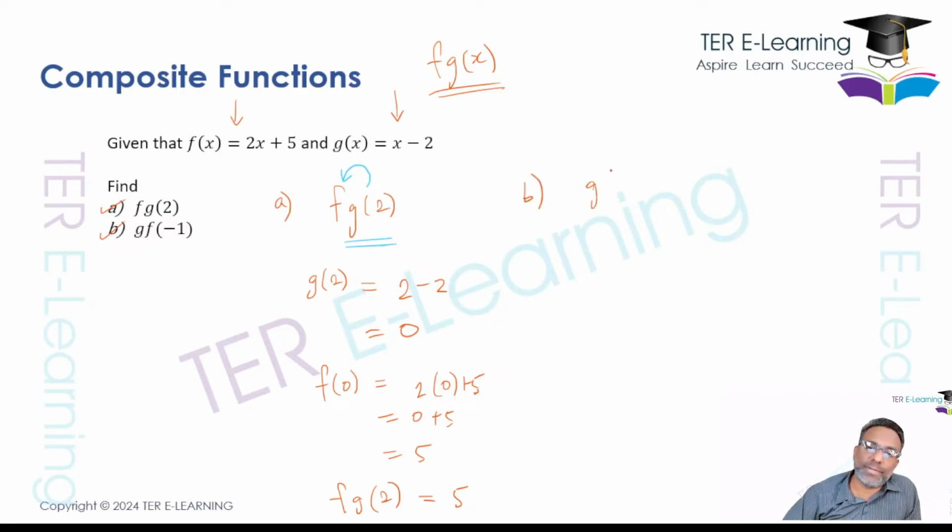Part B now, we want gf of minus 2. Again, this is our composite function here. So what we're going to do is find f of minus 2, and then you're going to plug that into the function g.